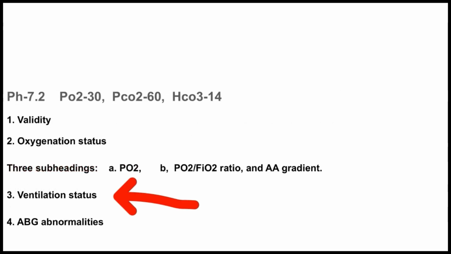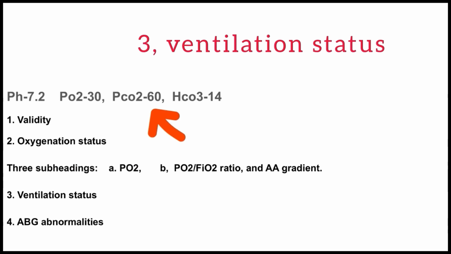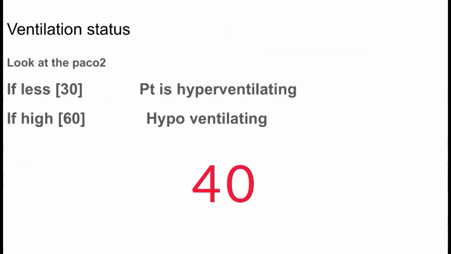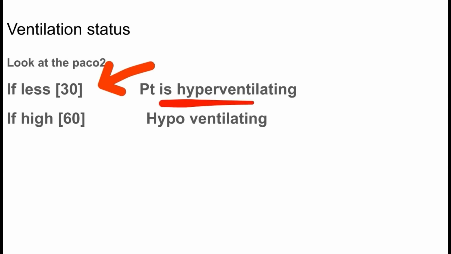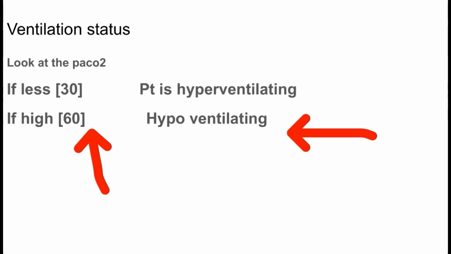Now the third heading is the ventilation status. Here look at the PaCO2. What's the normal PaCO2? 40. If it is less than 40, for example 30, mention that this patient is hyperventilating. And if it is high, for example 60, mention that this patient is hypoventilating.